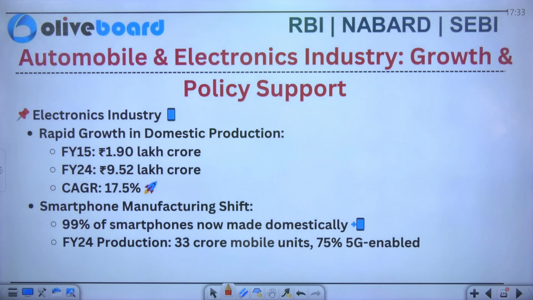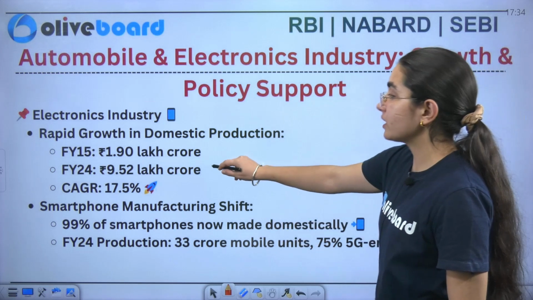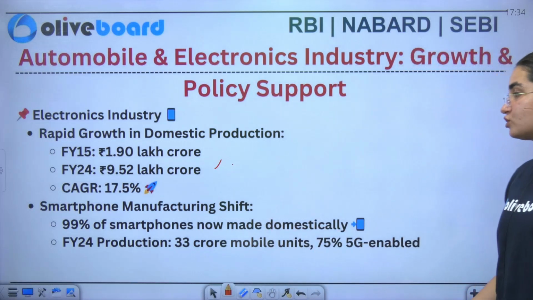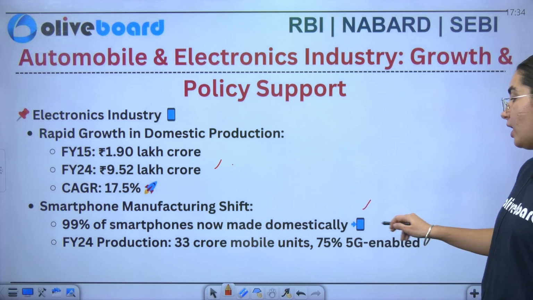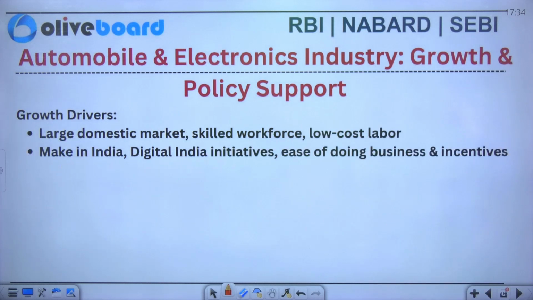Now we'll see about the electronics industry. Rapid growth in domestic production has been seen. It includes 1.90 lakh crore in financial year 15, and if I talk about financial year 24, it is 9.52 lakh crore, which is very attractive. Similarly, on smartphone manufacturing, you can see 99% of smartphones are now made domestically. That is a good thing.